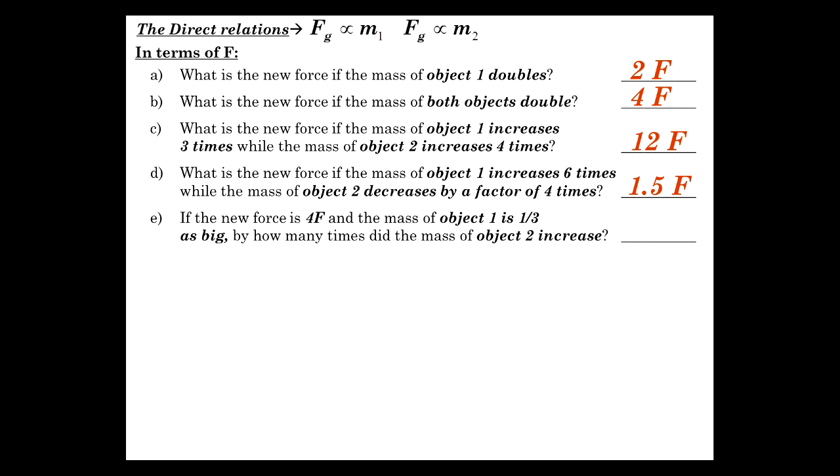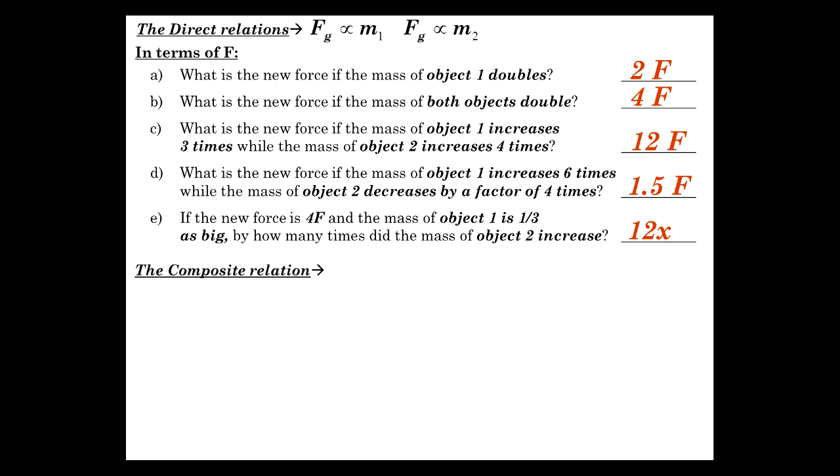Now the new force is 4F, and the mass of object 1 is 1/3 as big, but the result has to be 4 times as much. So you've got to multiply 1/3 by something that makes the result 4 times as much. Basically you have to do 4 times, and then do that 3 times, to get rid of the third, if that makes sense. 12 times 1/3 is 4.